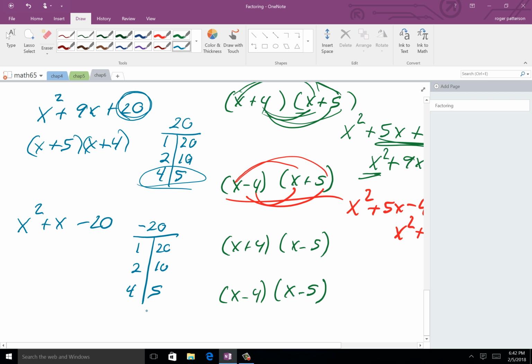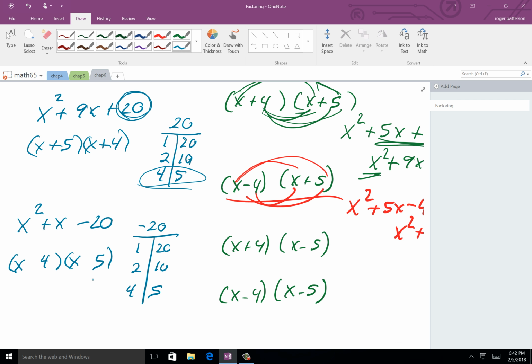All right, so again, which one of these subtracts to this 1 here? 1 and 20, 2 and 10, or 4 and 5? 4 and 5. Okay, so I put parentheses, parentheses, parentheses. I put x and I put x. I know I'm going to have a 4 and a 5. All right, so I got all that figured out.